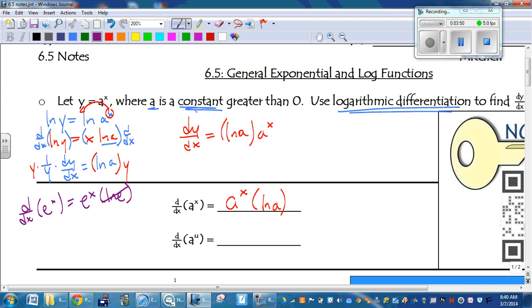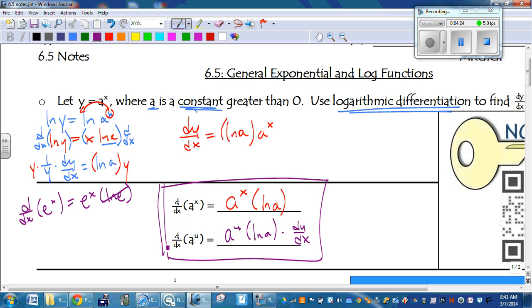Now, like most cases, we're not just going to have x up here. A lot of times we're going to have something in terms of x. So here we have derivative in terms of x of a to the u, where u is in terms of x. In this case, we're going to get a to the u times natural log of a, but then we have to multiply by the derivative of that exponent in terms of x. Right? So it's the same thing, but using chain rule. So we get a to the u, natural log of the base, times the derivative of the exponent. So these are two formulas that are going to help you to remember this and be able to do these without having to do logarithmic differentiation, doing all of those steps.